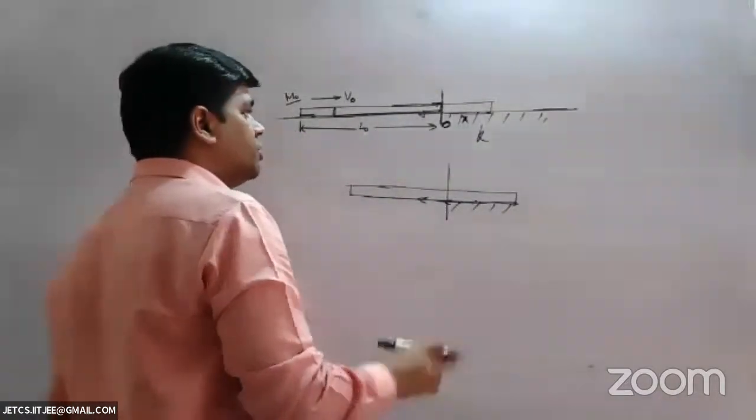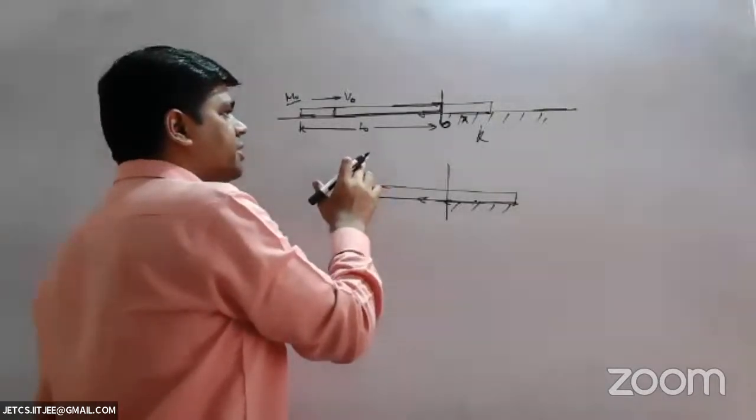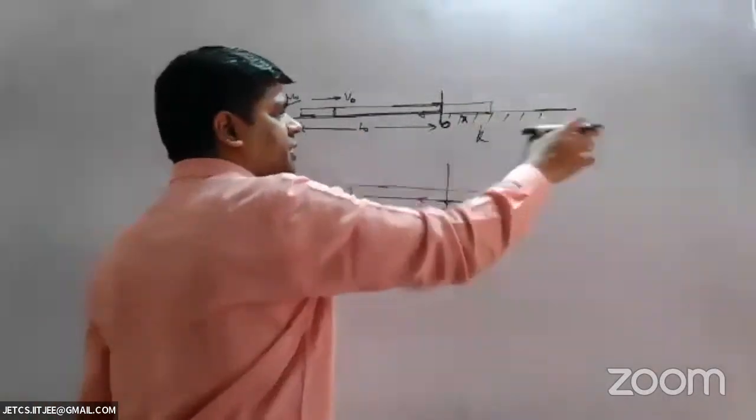But the question is, what should be the V naught? The condition is the whole rod should enter the frictional surface.